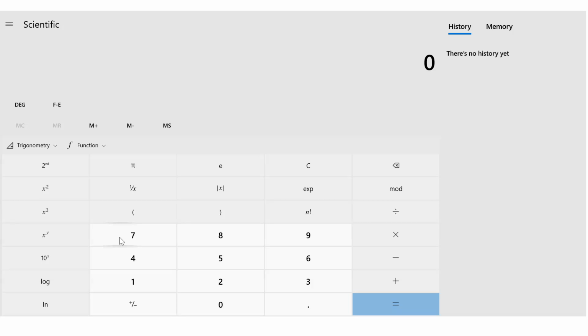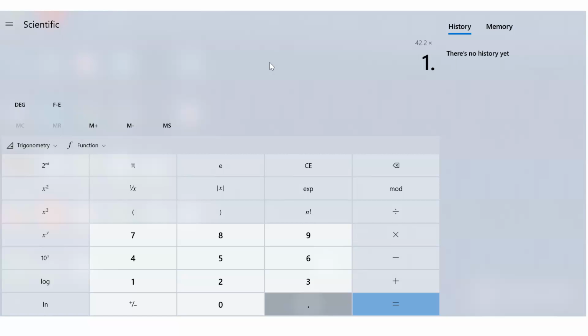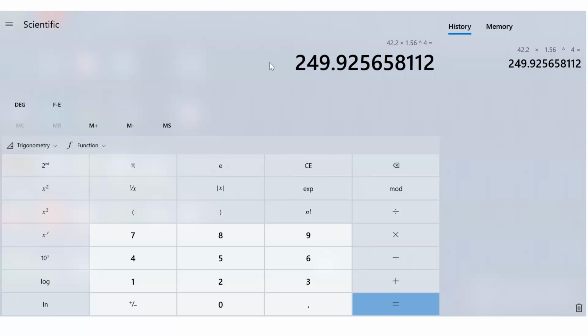So one way I can do it is just directly. I can enter 42.2 times 1.56, and I can use the caret key to exponentiate that to 4, and we'll get $249.93, which will be rounded to $250, which is the final answer.